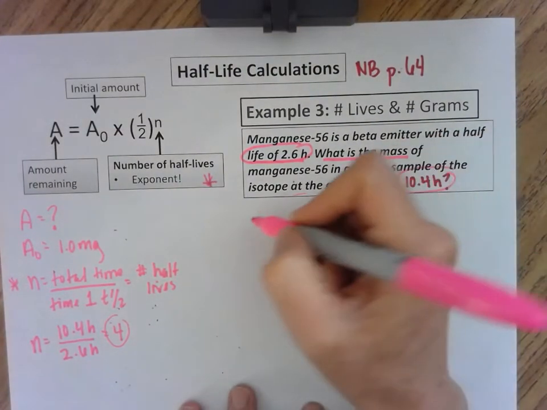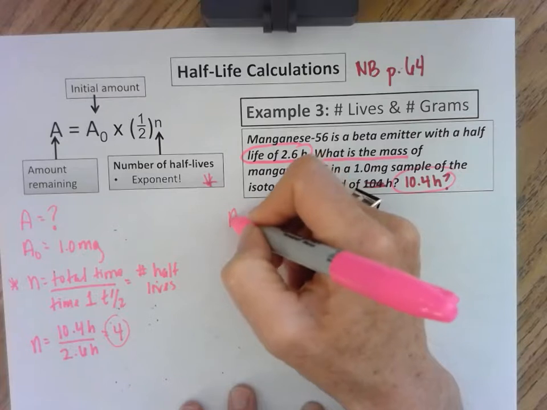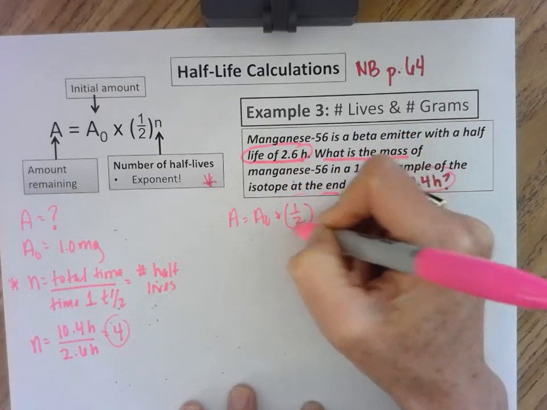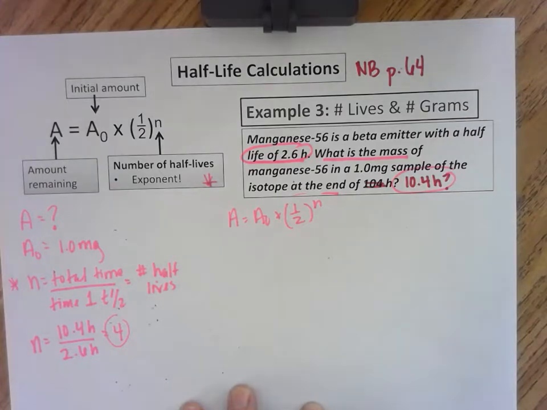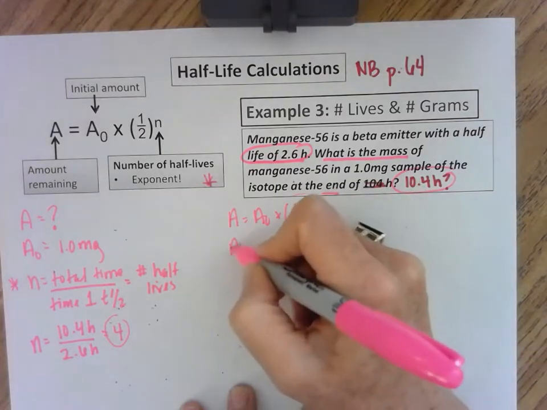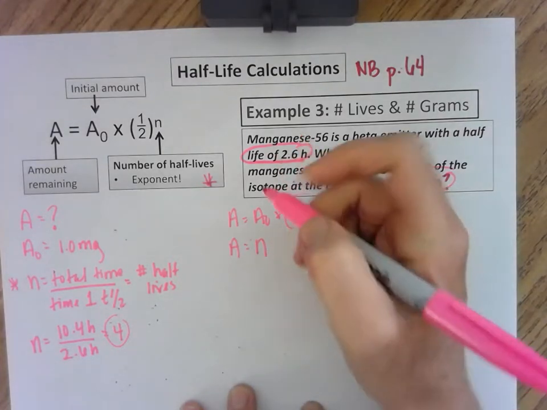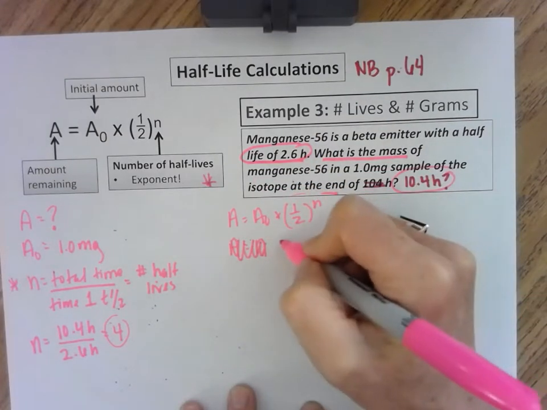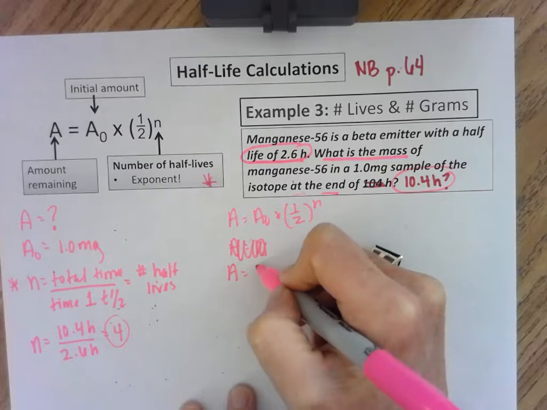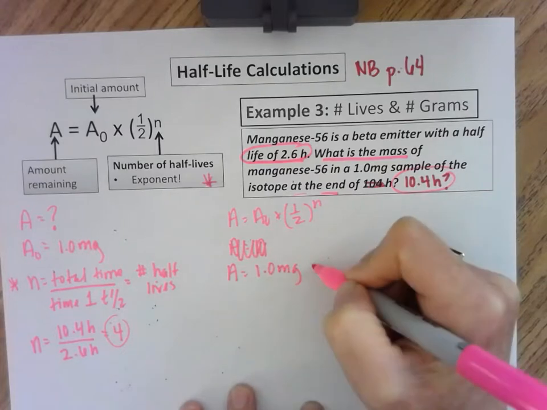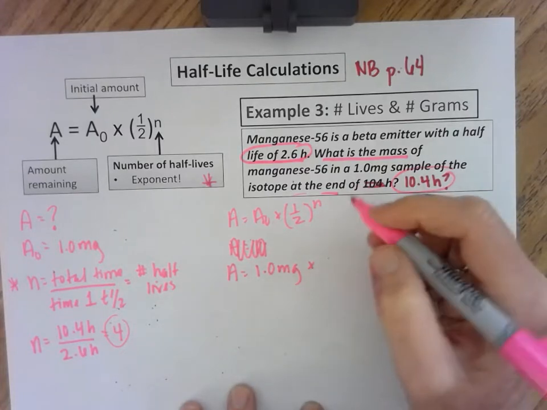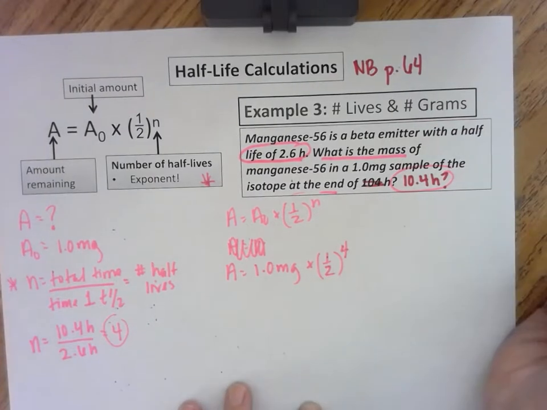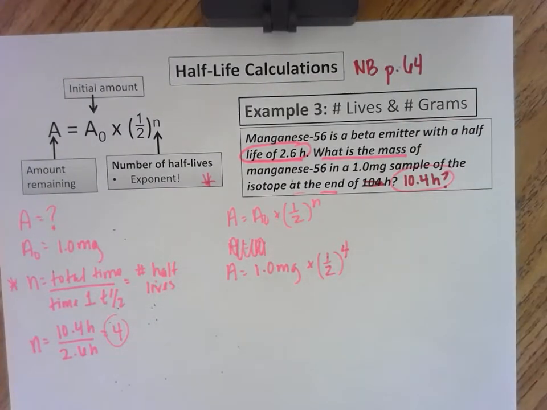Now I have everything I need, so A equals A0 times 1/2 to the power of N. I just rewrote the formula. Now I'm going to plug in my numbers, maybe, if I'm actually going to do it. Sorry about that. I got all excited. A equals 1.0 milligrams times 1/2 to the power of 4 this time. This is fine for writing it.